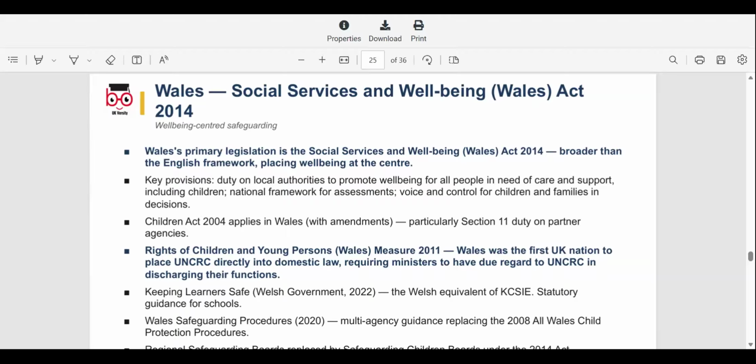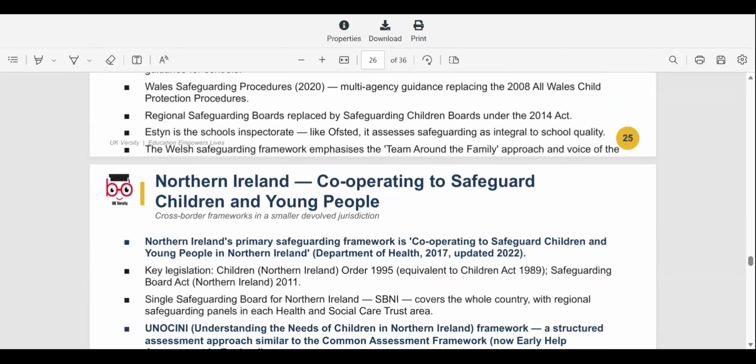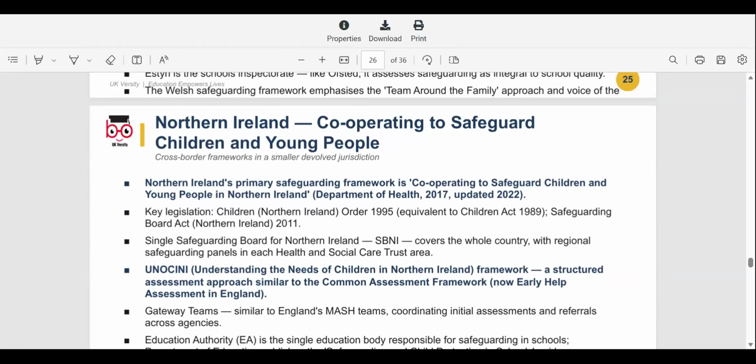And the law puts people at the centre of their care and gives them more control over the support they receive, and people make choices about their own care as equal partners. So it's quite a good act to have in place. The next one is Northern Ireland, where you look at Co-operating to Safeguard Children and Young People.